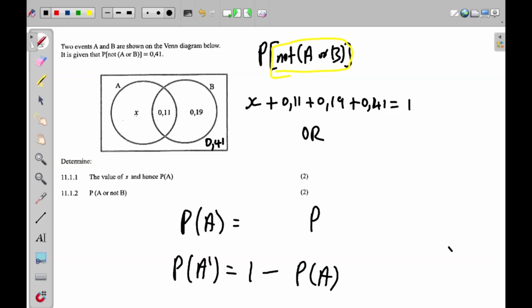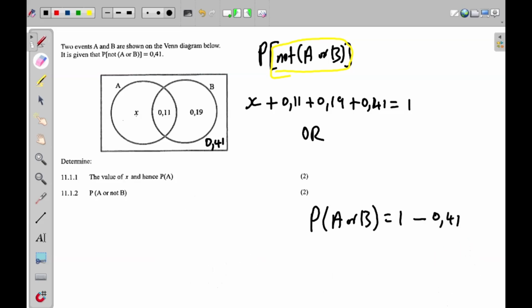So you must know that the probability of A or B will have to be 1 minus the 0.41, which is the probability of not A or B. So there are actually 2 ways to solve this problem. One way is to just add up everything and say it must be equal to 1. You can choose which one is easier for you, but I will do both in any case. So let us start with the first method.